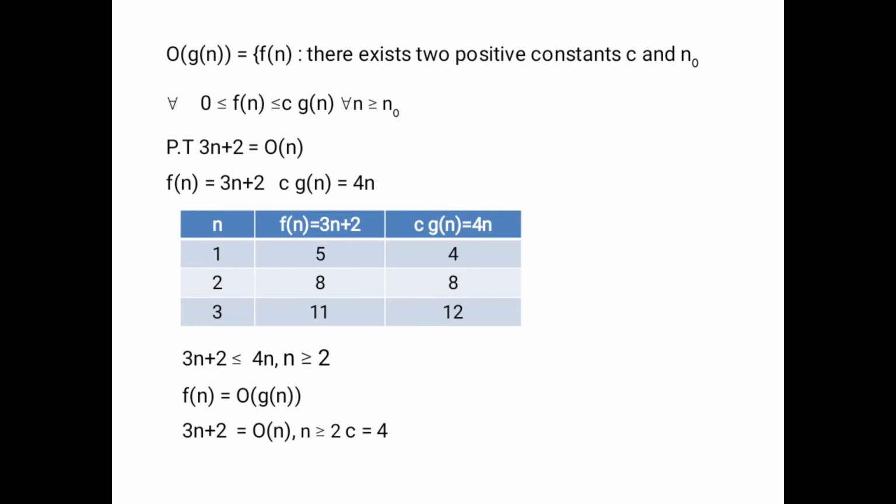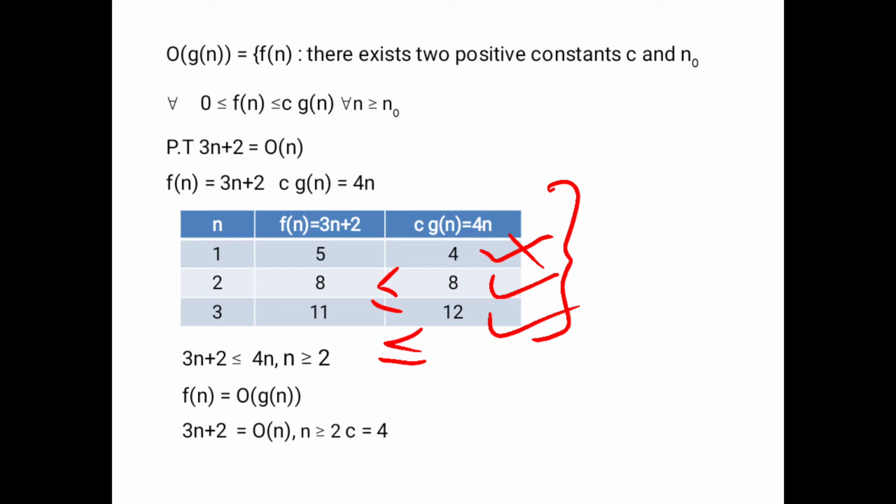Okay, after calculating these values, we compare the condition. What is the condition? 3n plus 2 is less than or equal to 4n. This is just a comparison of the two functions f of n and c g of n. All these f of n values are less than or equal to the other function c g of n, but one condition is false, and the remaining two conditions are true. This satisfies the criteria.